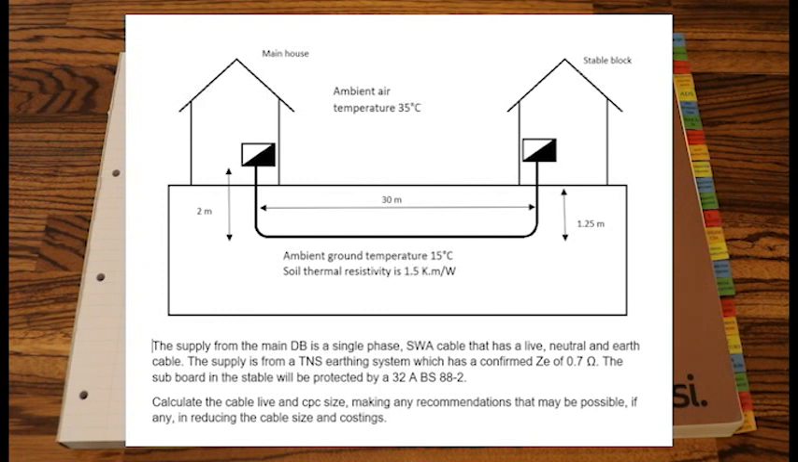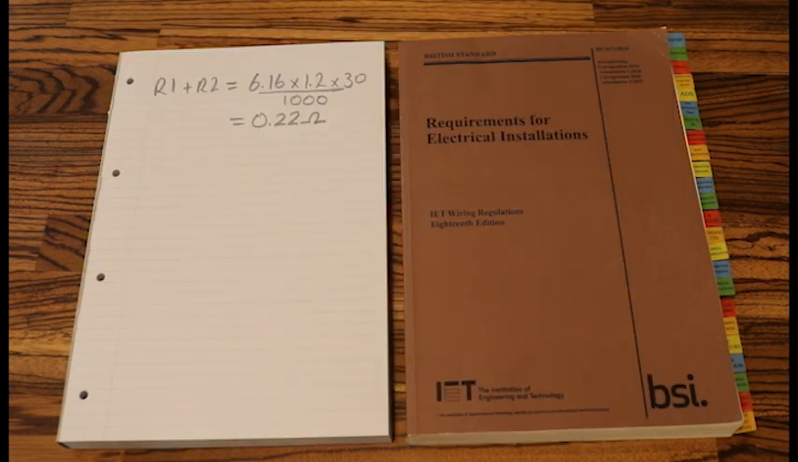We have a main house on the left hand side DB that is going to be supplying via an SWA cable the DB in the stable block. So we have a distribution circuit, not a final circuit. So we will skip all of the cable calculation until we get to R1 plus R2. Here you will see my calculation of R1 plus R2, and I've worked it out to be 0.22 ohms.